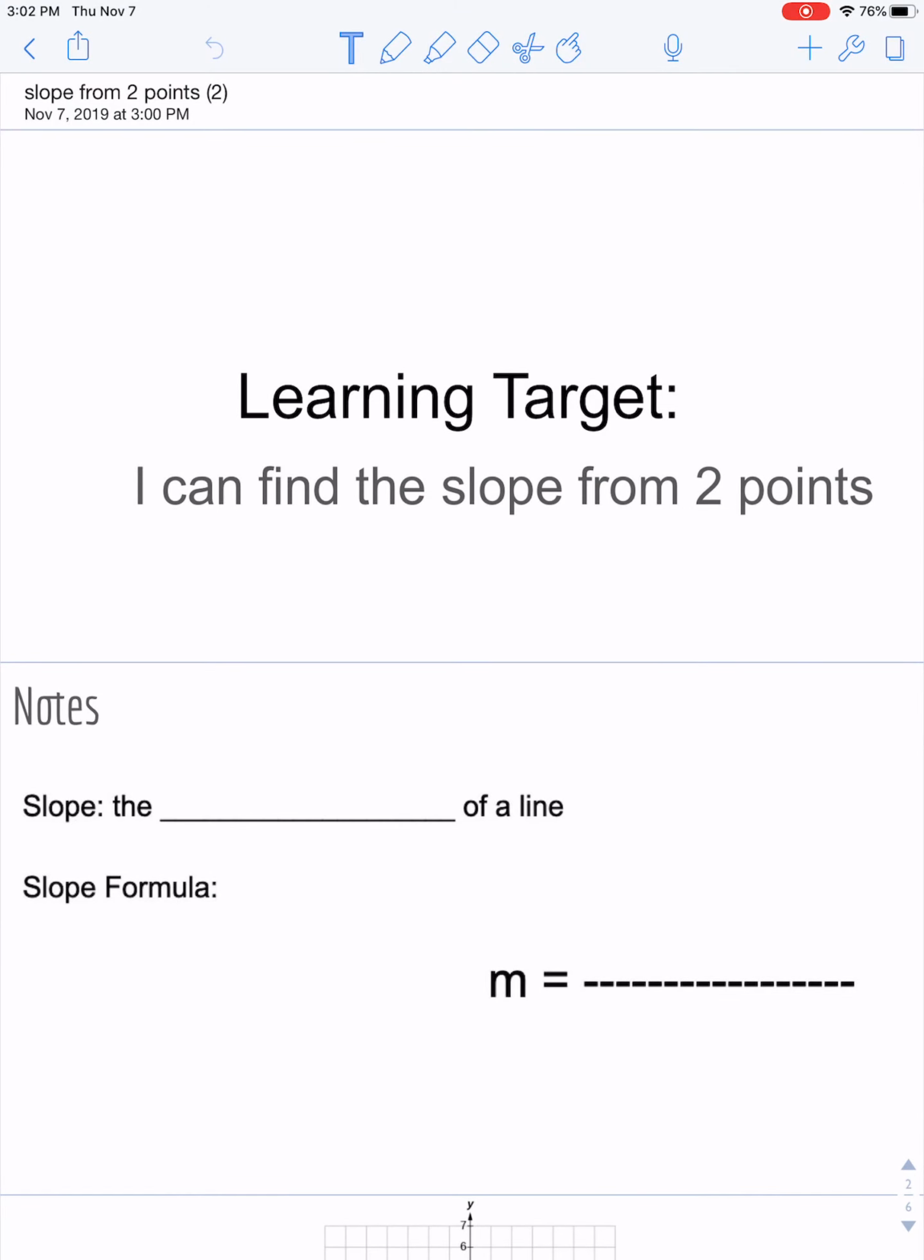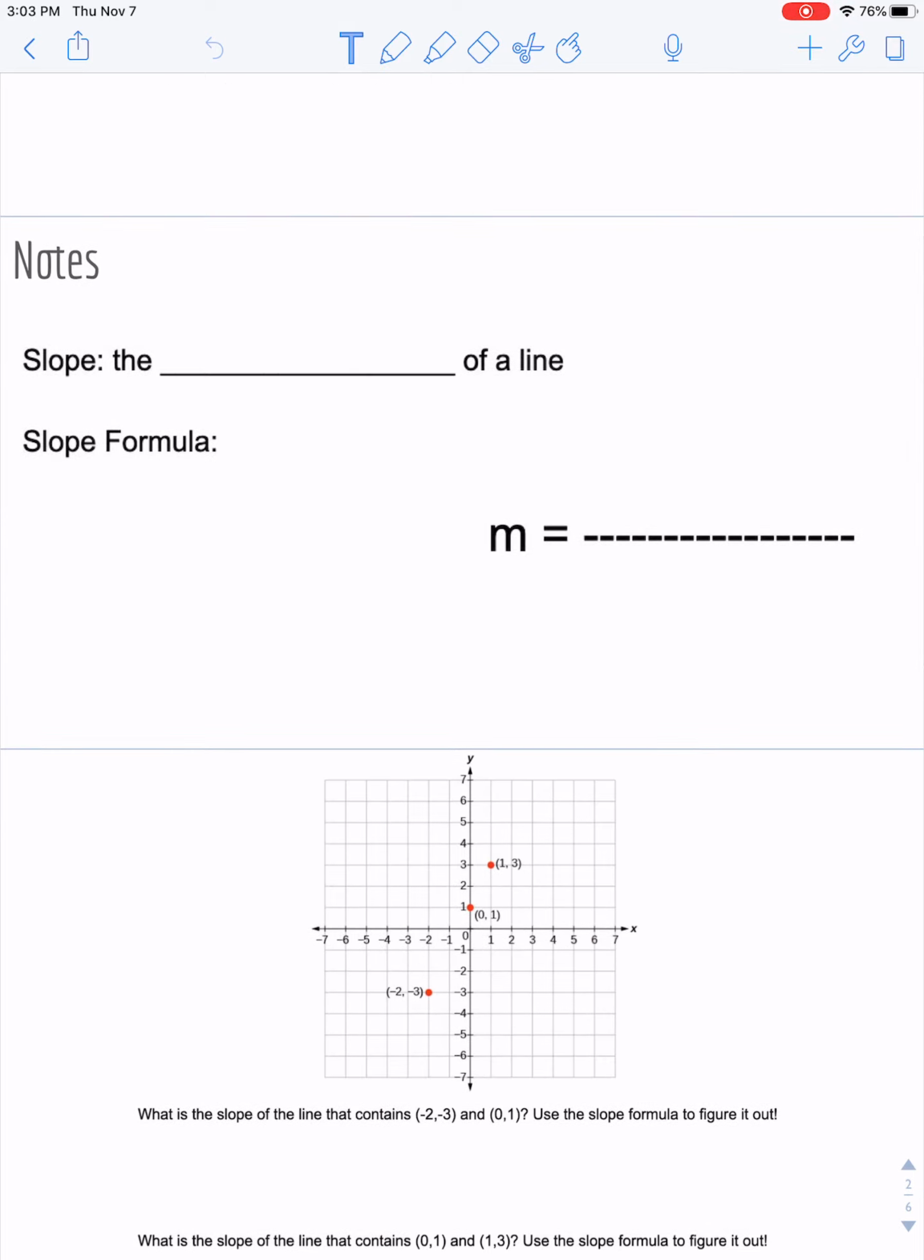Today we can find the slope from 2 points. Slope is the steepness of the line. The slope formula tells us what the steepness of the line would be.